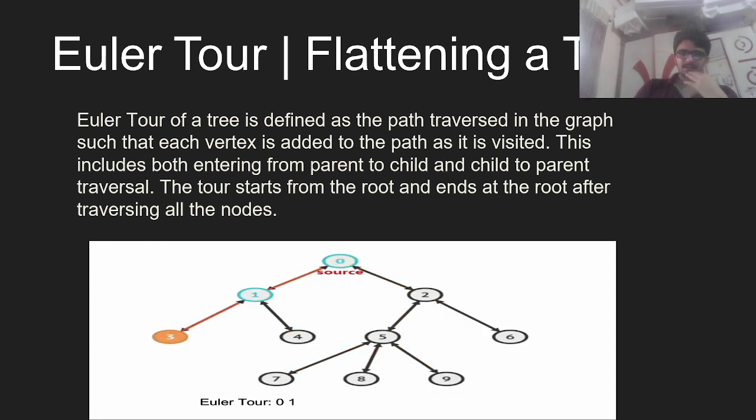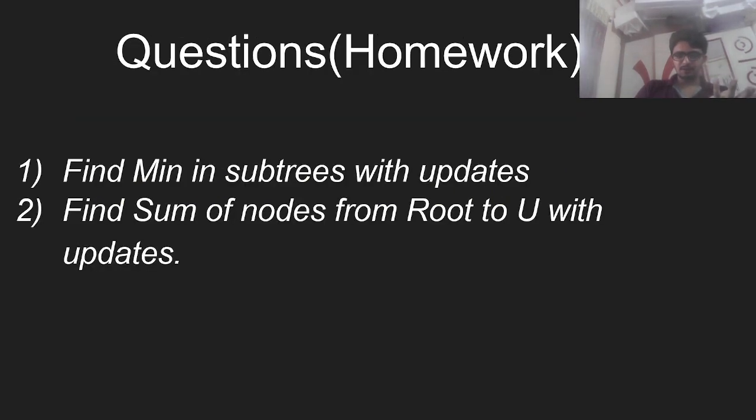Right? So using Euler's tour and something like segment trees or sparse tables, we can do these two questions, like the mean in a subtree and the sum of nodes and all that stuff, with updates, right? If in this question it is given to find the sum of nodes from root to u without updates, then we can simply use a DFS to do that. But here it is given with updates. That's why we require segment trees and this Euler's version. Getting the point?